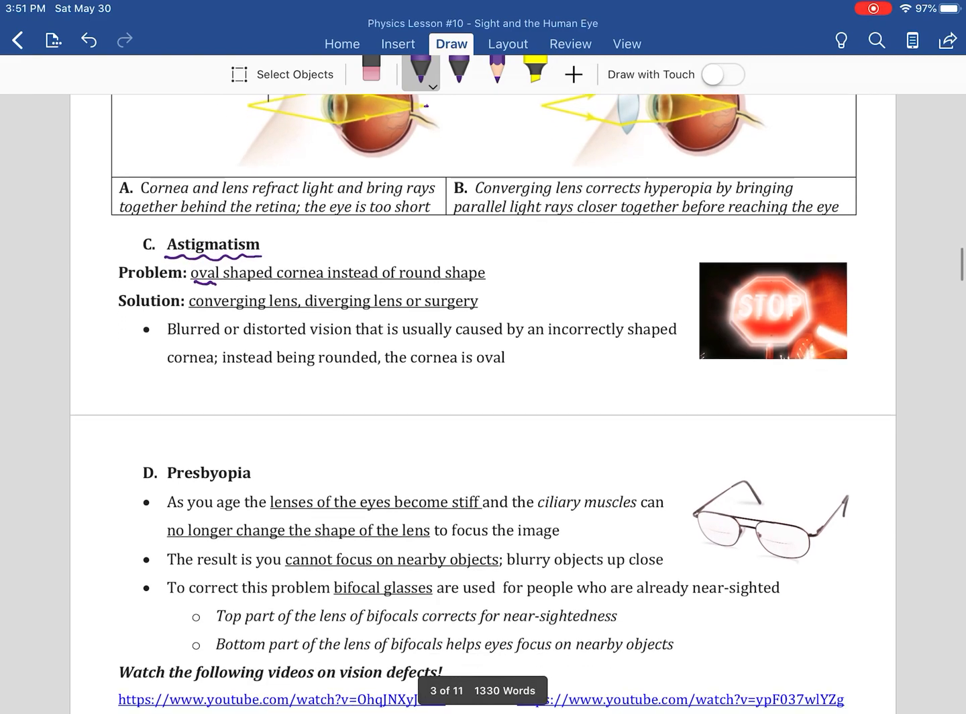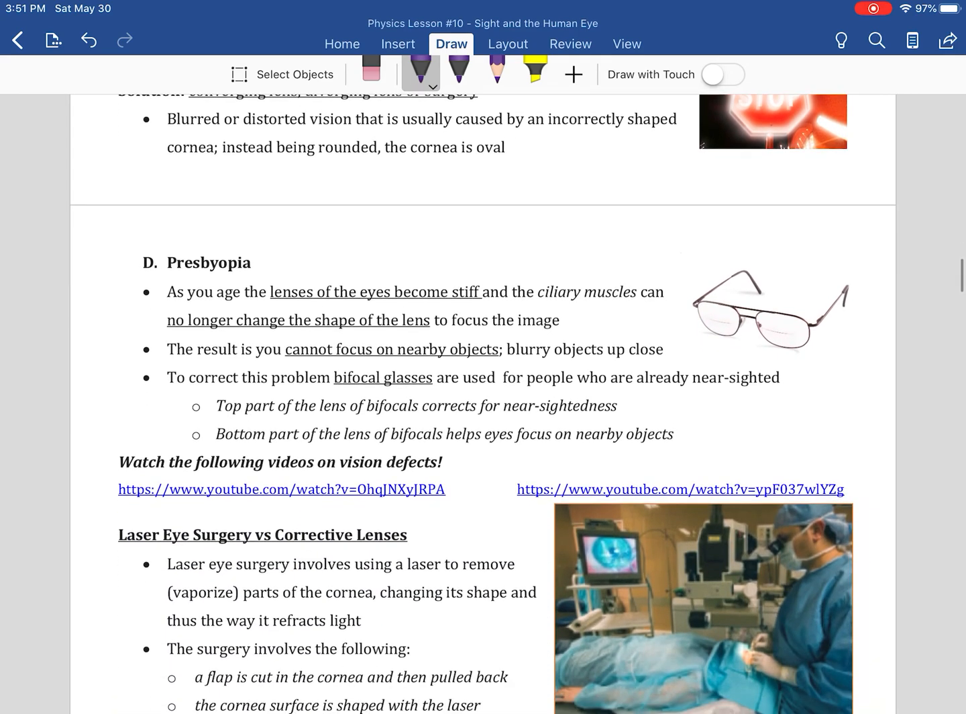Then the last one is presbyopia, and this is where the lenses get stiff. I was telling you, age. Okay, so your lenses don't expand and contract as easily as they used to, and so therefore they can't be manipulated by those ciliary muscles.